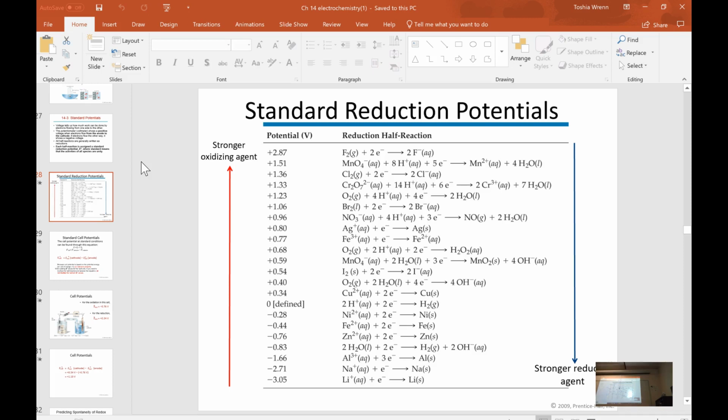This would be an electroplating type reaction. This would be an electrolysis. If we wanted to force this to happen, we could add in the negative 1.49 volts and force this to occur.